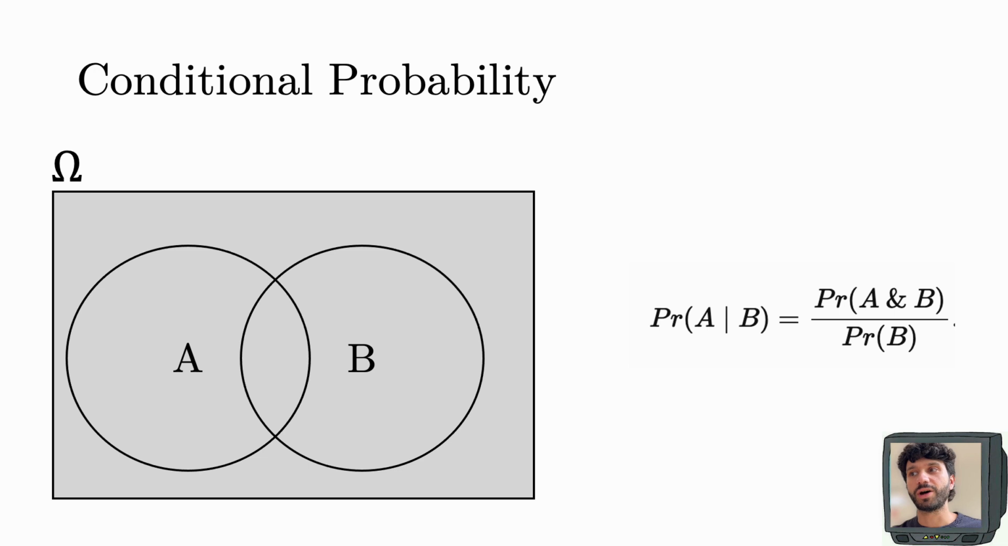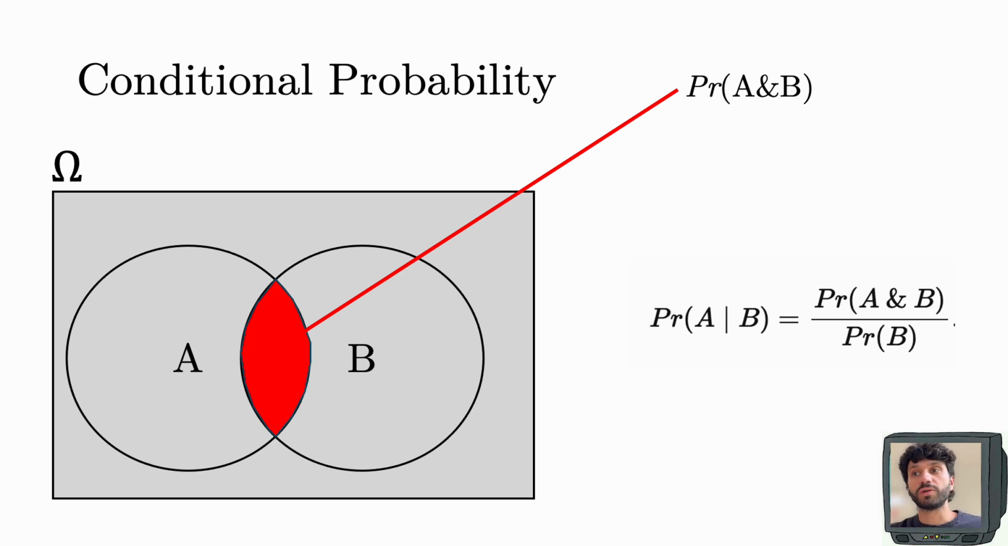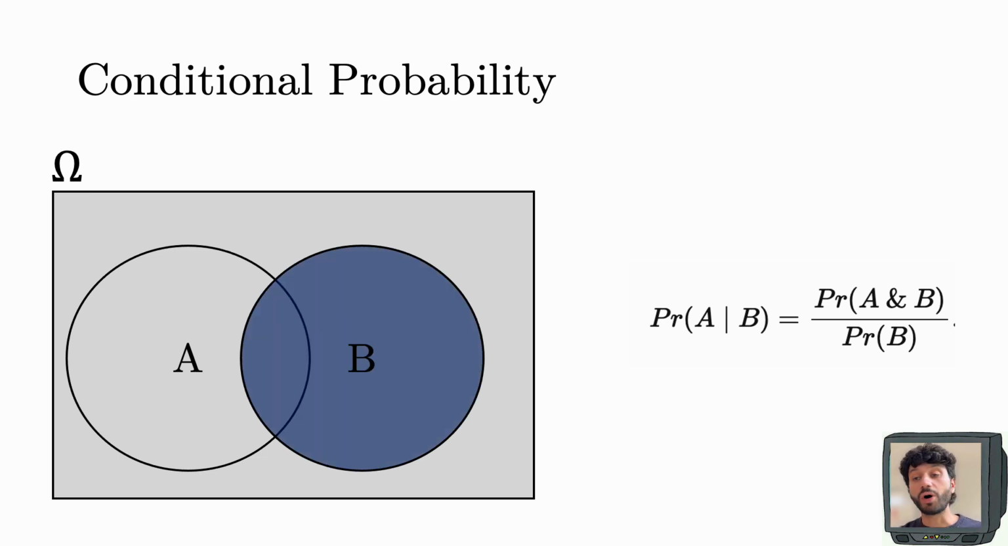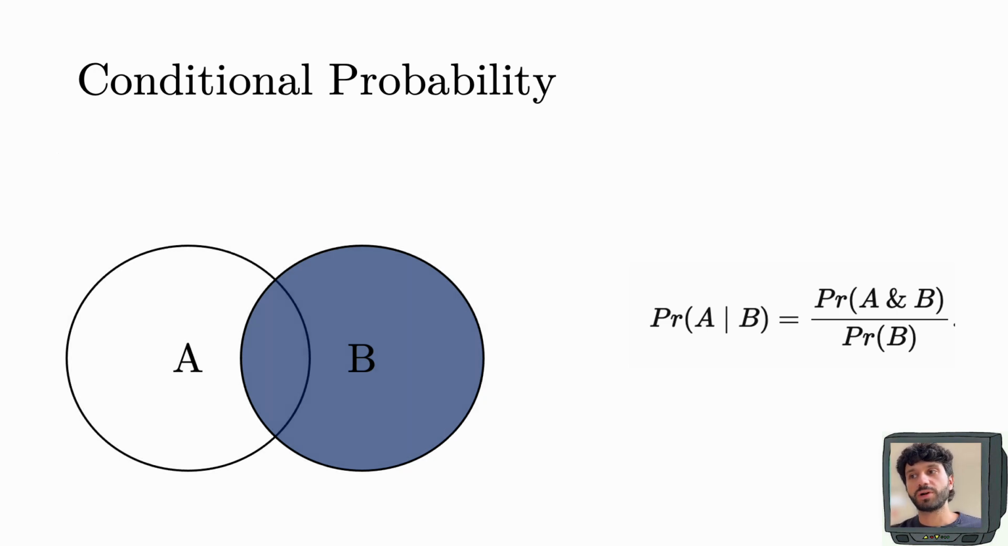Okay, so we'll start with the numerator. What is the probability of A and B? Well, it's this red part over here. Okay, at least we know what we're talking about. What about the denominator, the probability of B? Well, it's all of B, right? So remember, when we're saying the probability of A given B, we assume that B occurs. So actually, we can forget about the rest of the probability space and only think about cases where B occurs.